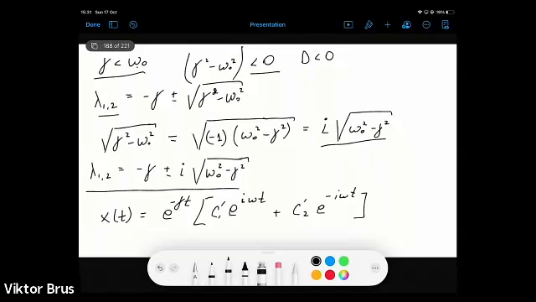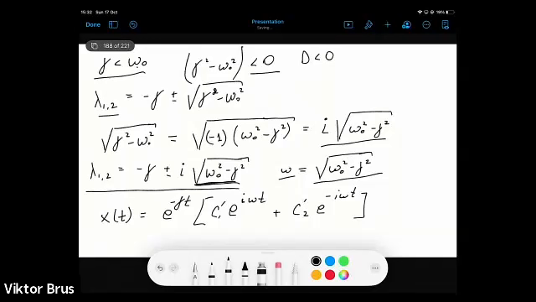And here omega, we make a substitution: this omega is equal to the square root of omega naught squared minus gamma squared. So we have this expression here in our solution for the characteristic equation. In order not to write the square root every time in the general solution, we make a substitution, put just some omega equal to this square root of omega naught squared minus gamma squared. And this is the form.